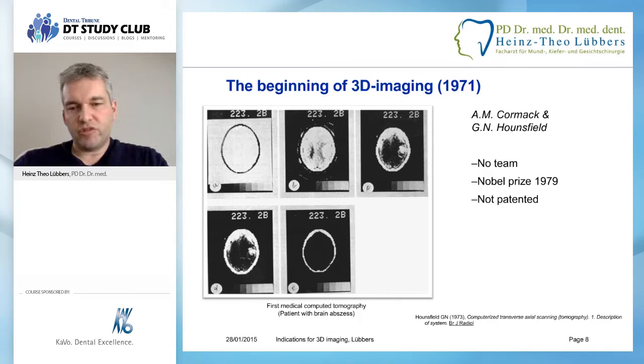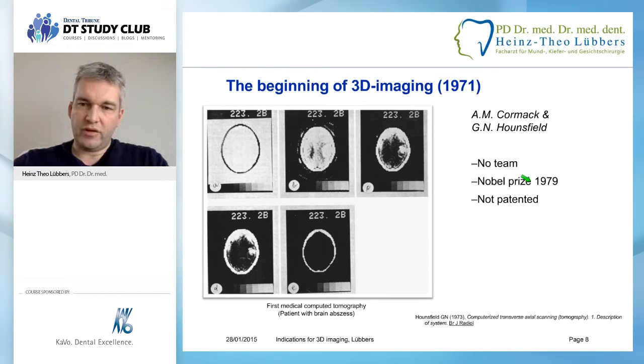The beginning of 3D imaging was in 1971, I would say, with Cormack and Hounsfield. It was very interesting because they were no team actually. They won the Nobel Prize pretty fast. And one big issue for the success of 3D imaging probably was that there was no patent on it.